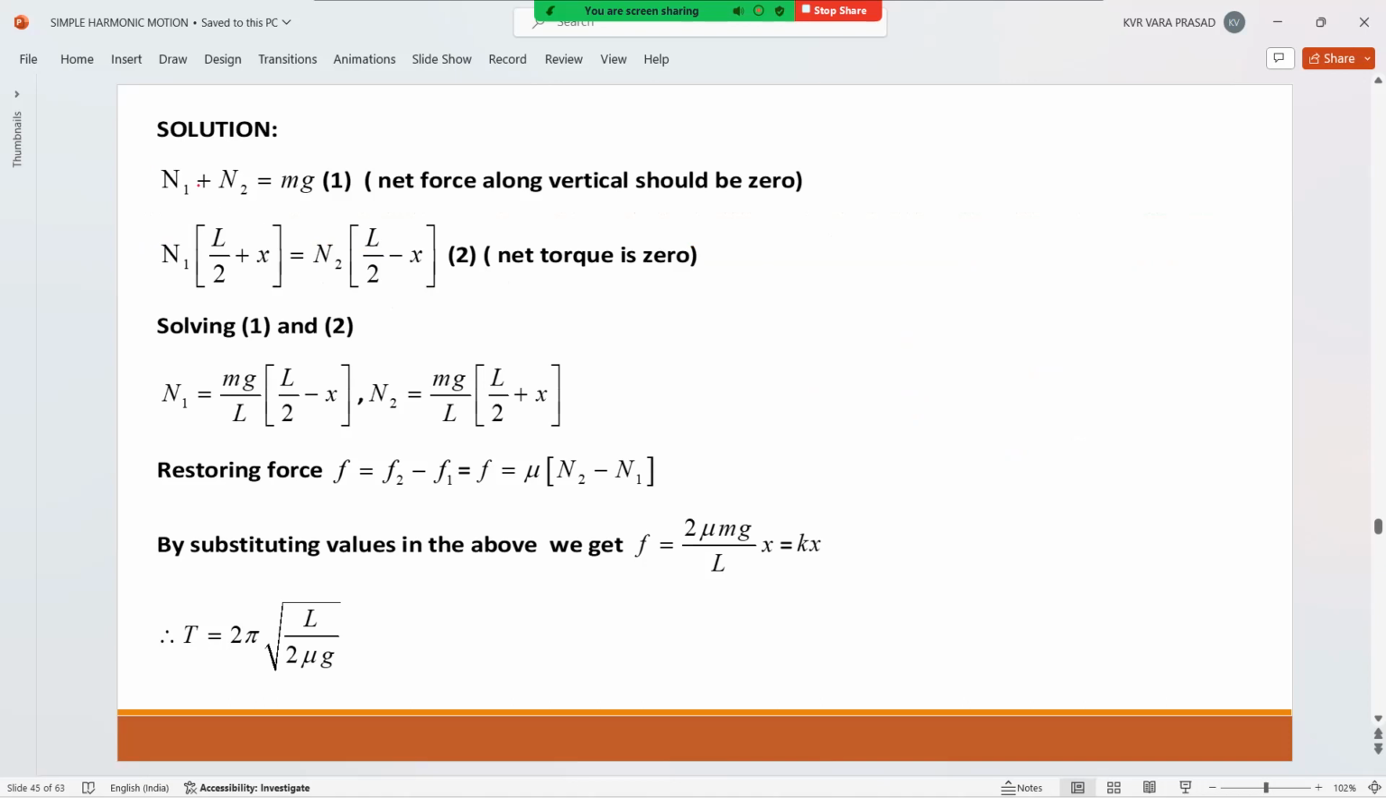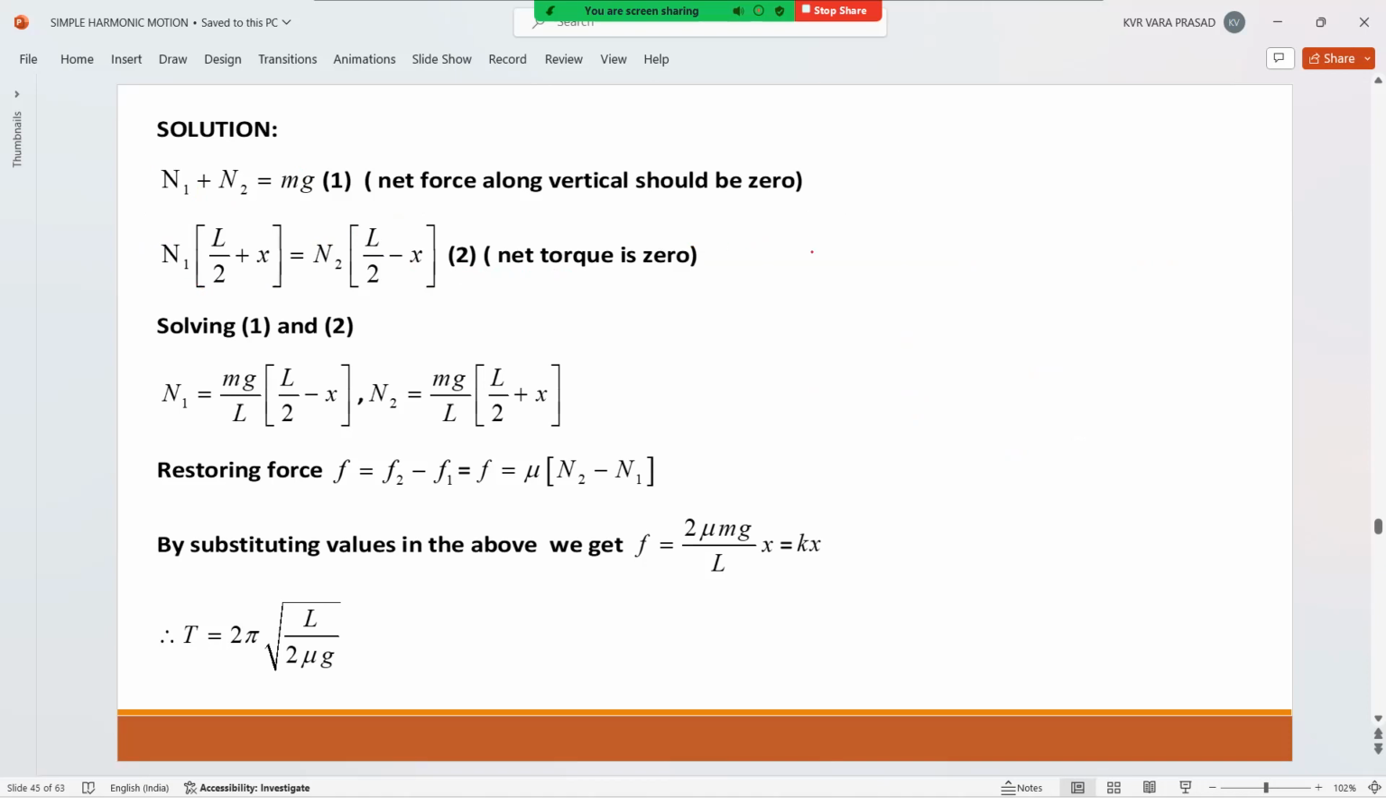So first I'm writing N1 plus N2 equal to mg, because along vertical the net force on the plate must be 0. N1 plus N2 equal to mg. Next, the plate is having only translatory motion. Therefore, torque must be 0. So we are taking net torque should be 0 about the center of mass. So I have taken here N1 into.